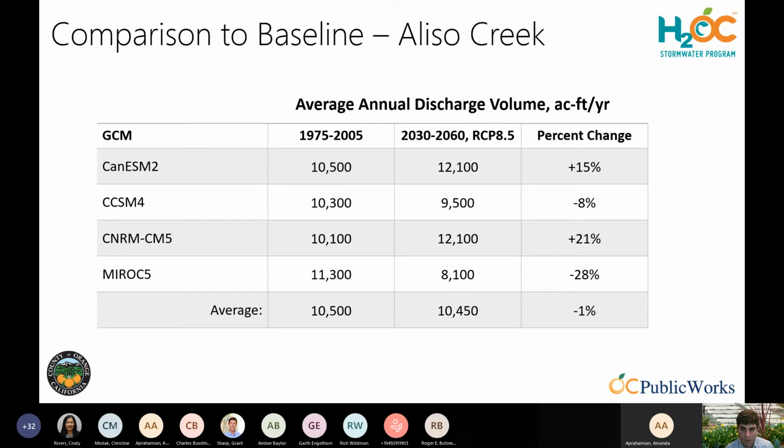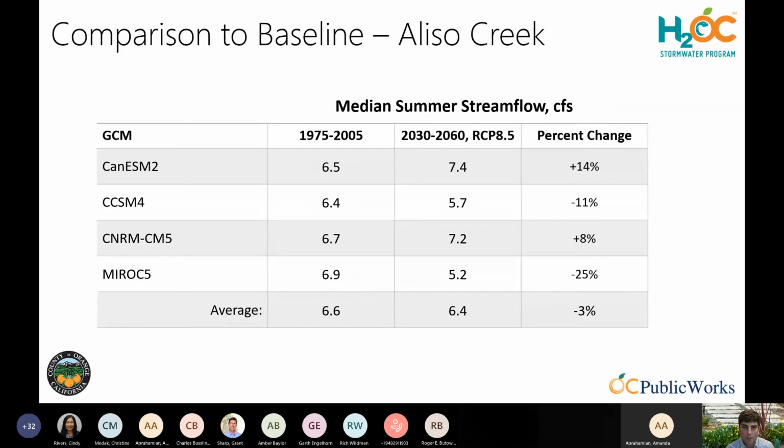So average annual discharge volume. We saw various models predict, some predict higher, some predict lower, within the range of plus or minus about 20% if you had to bracket it, with an average change of near 0 between these 4 models. So we may not see an increase in average annual discharge volume, may or may not. When it comes to median summer stream flow, this is defined as May through October, median stream flow.